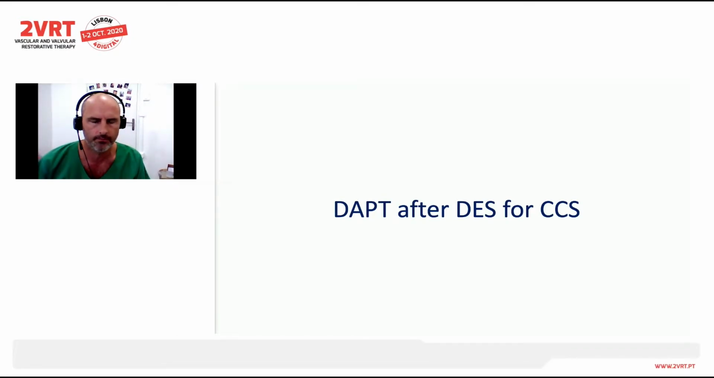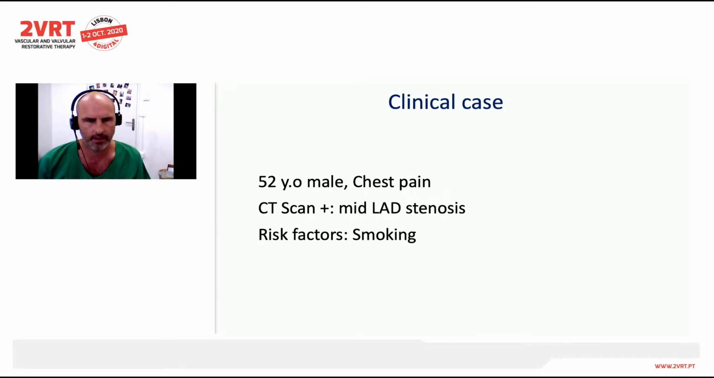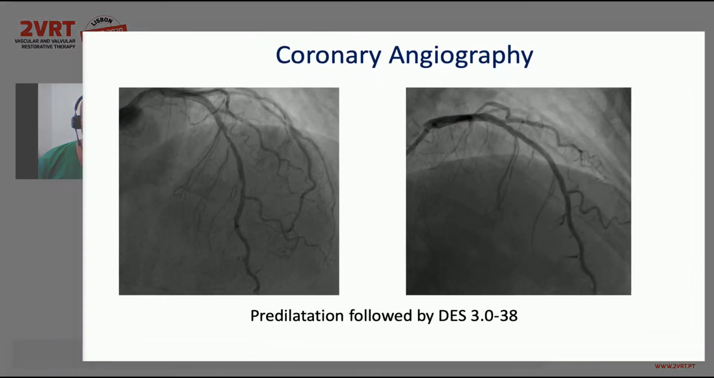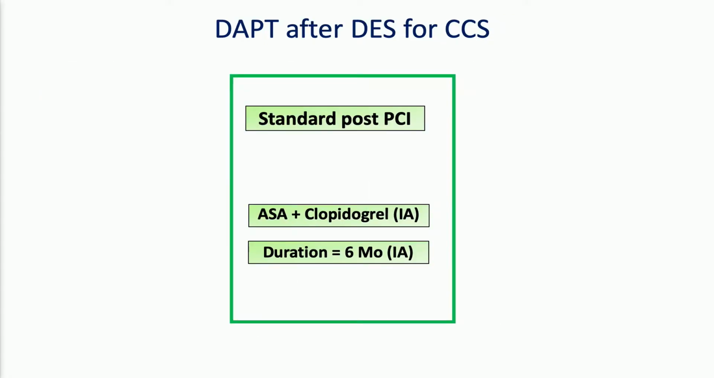and to see different clinical scenarios. So first, when we put a drug-eluting stent for patients with chronic coronary syndrome or stable coronary disease, let's just start with one case. It's a 52-year-old male. He has chest pain, a positive CT scan with a stenosis of the middle LAD, and is a smoker. Here you can see on the right part of the slide that this patient had a critical lesion of the LAD, which was a single vessel disease. Accordingly, he was treated with a long drug-eluting stent with a good final angiographic result. So it was a kind of standard patient.